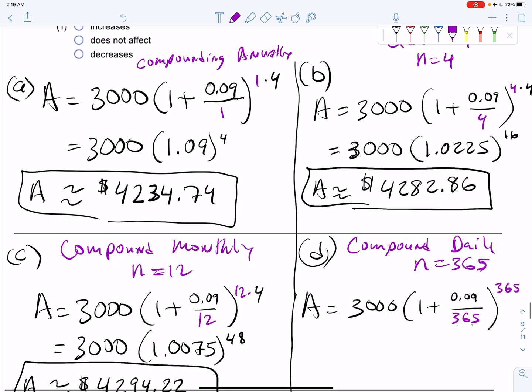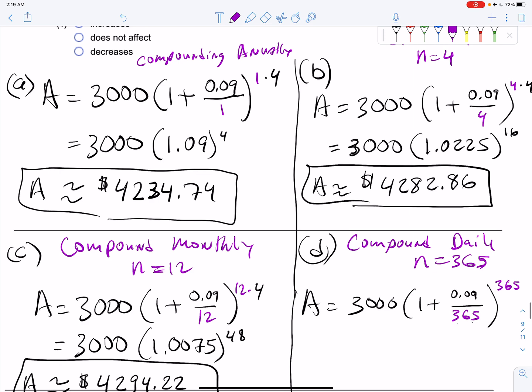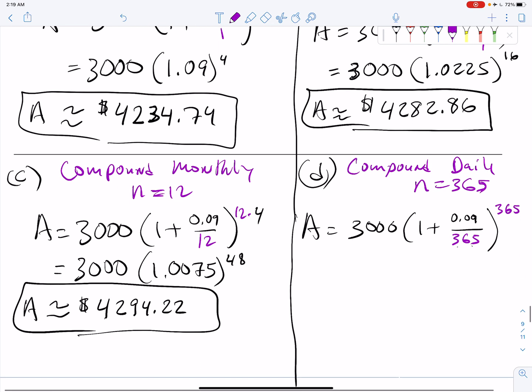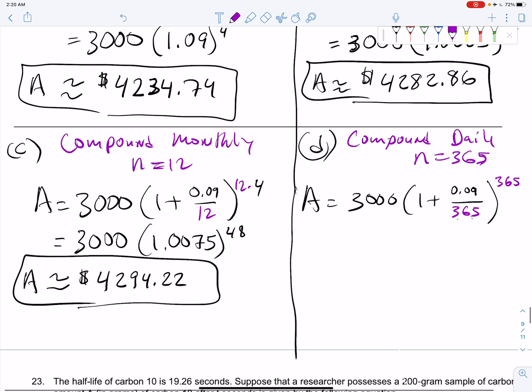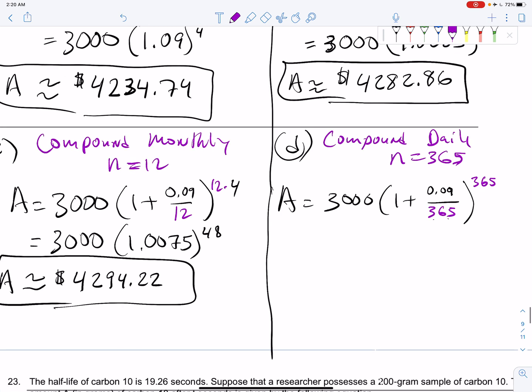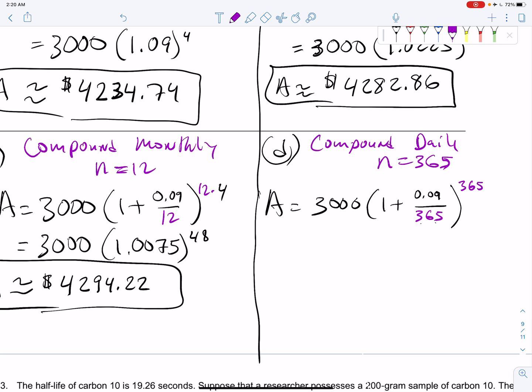The first one was compounded once every year at 9%. But then we went to monthly. It happens 12 times a year, but it's not 9% 12 times a year. It's 9% divided by 12. So it ends up being more, but it's not 9% 12 times.